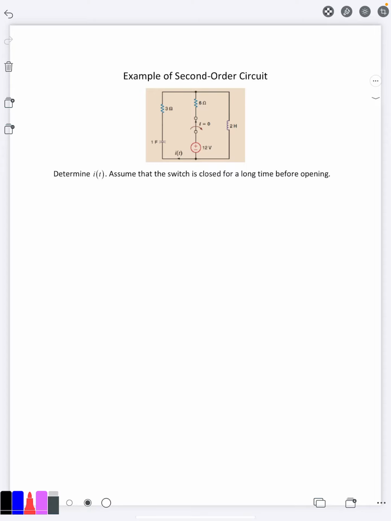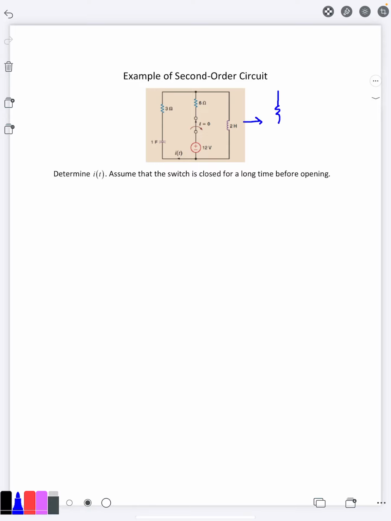Okay, in this video we're going to solve a second order circuit here. We need to write our differential equation down, and in order to do that we need to figure out if it's going to be RLC series or RLC parallel. So let's see what happens after the switch opens.